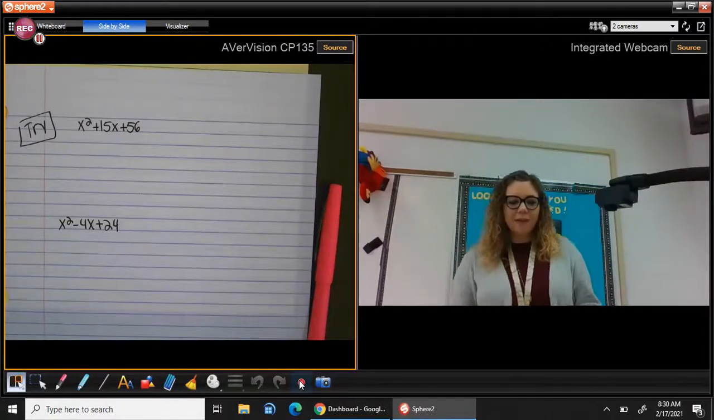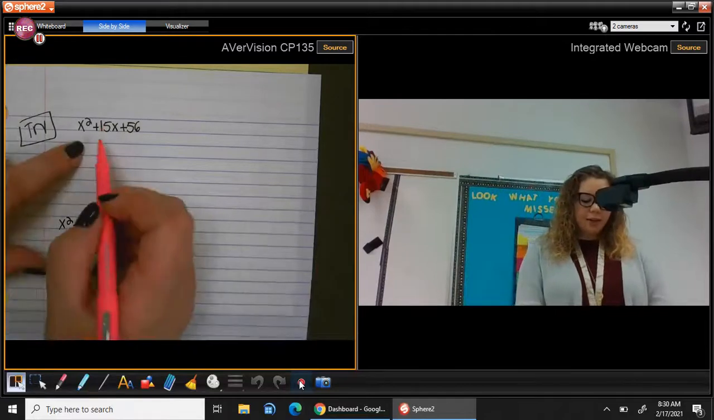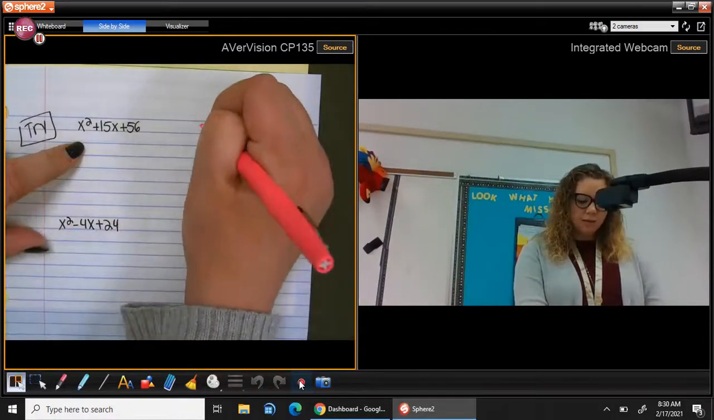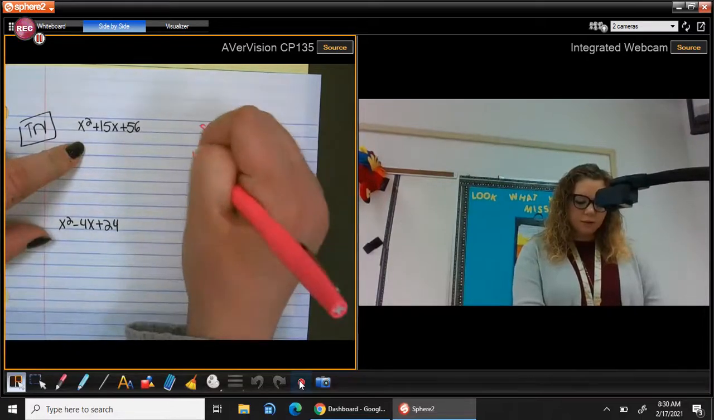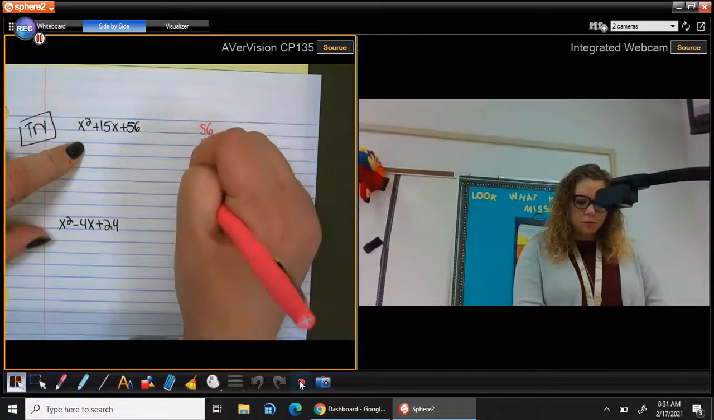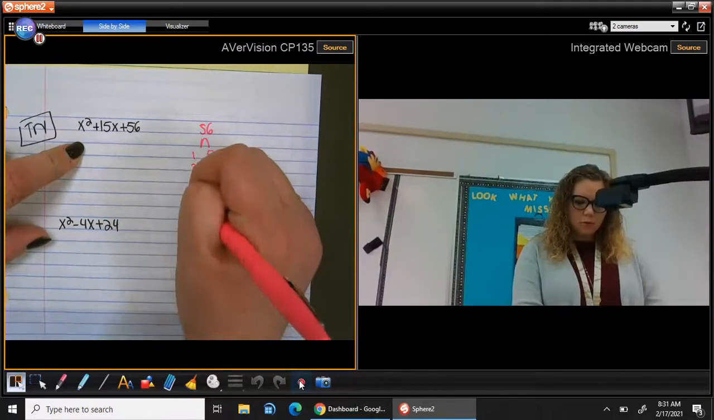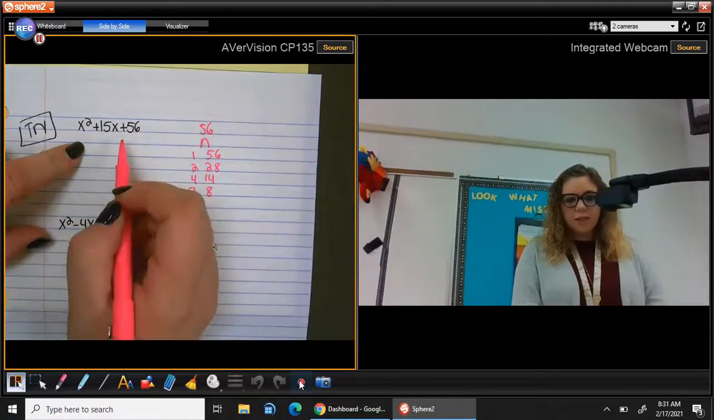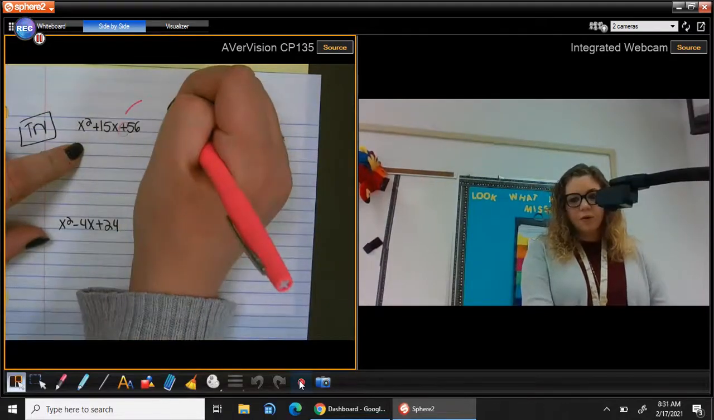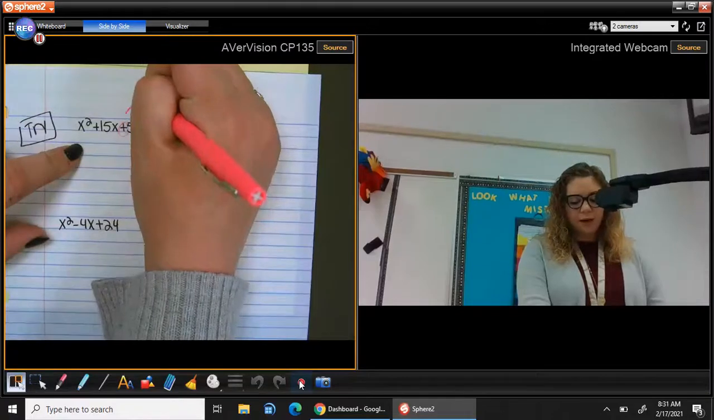Okay, welcome back. So this one, can I factor a GCF? No. So I'm going to go ahead and write my factors for 56. Okay, so this time my sign is positive. So it can be negative or minus, but they're both going to have the same sign.